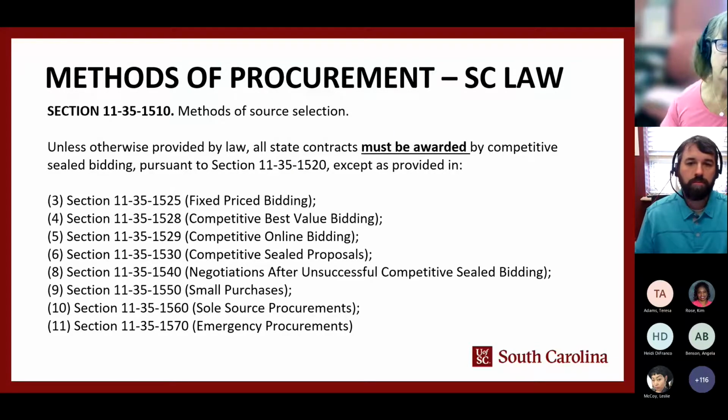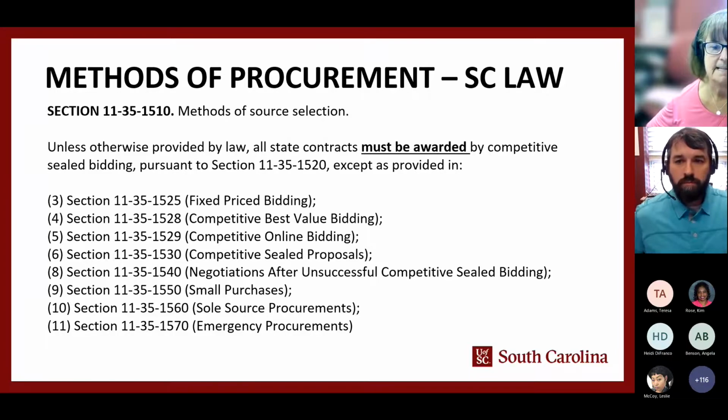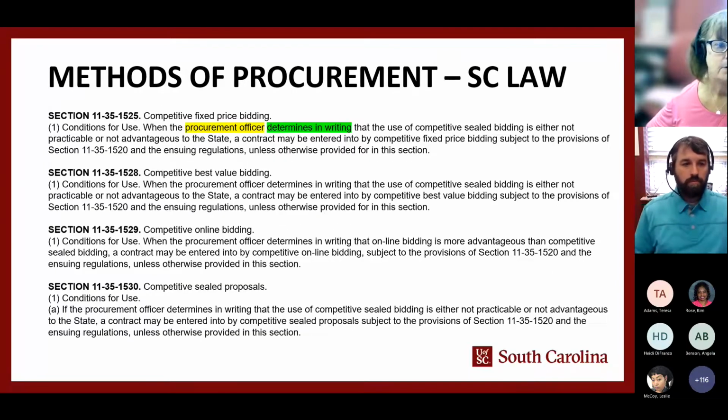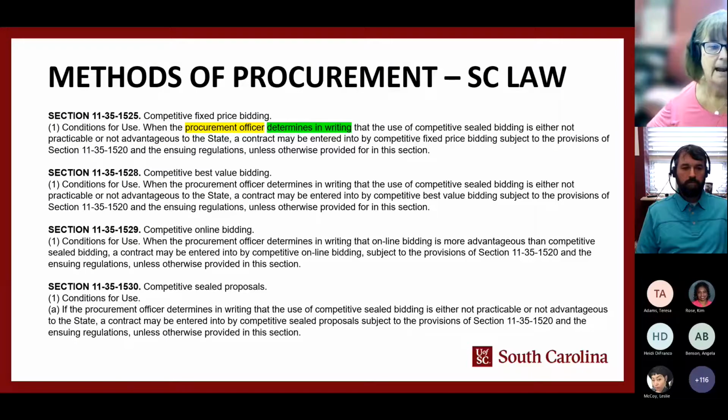We have certain types of methods of procurement. There's fixed price bidding, competitive best value bidding, and a few others that are listed here. So I'm going to go through a few of these today, and I just wanted to give you these points of references. So in our methods of procurement, we do give some definition for some of those items for fixed price bids, for best value bid, competitive online bidding, and sealed bids or sealed proposals. So we have those as well.